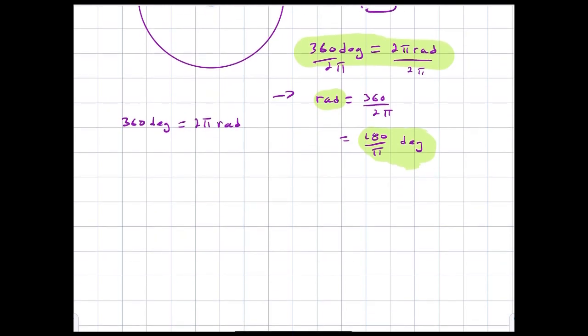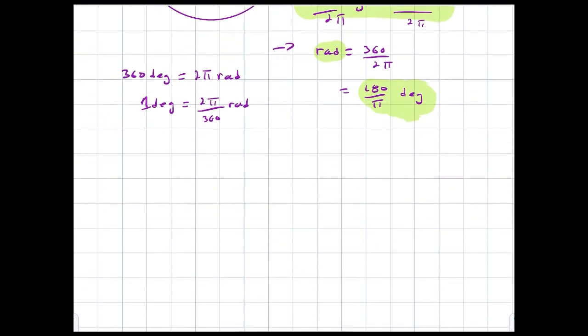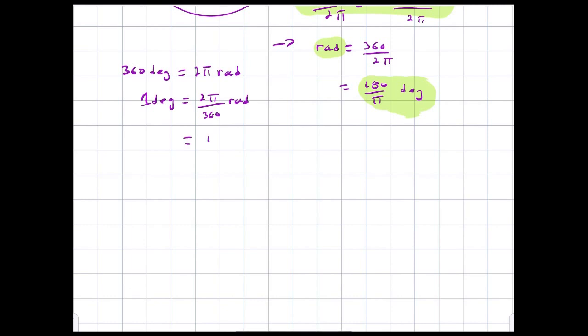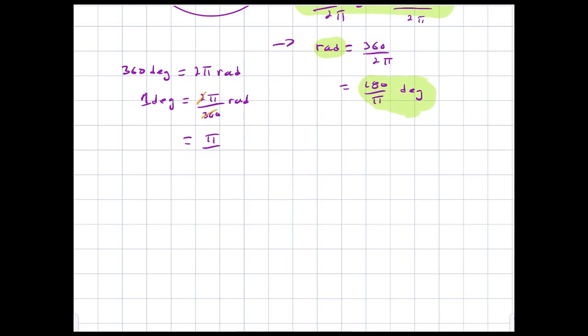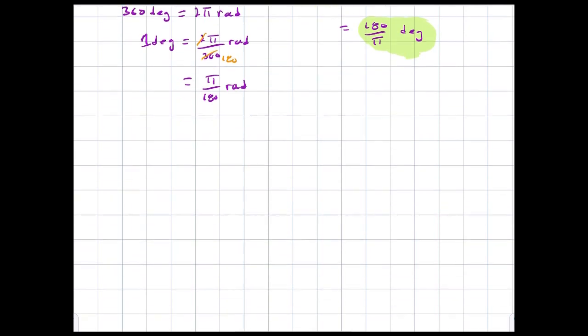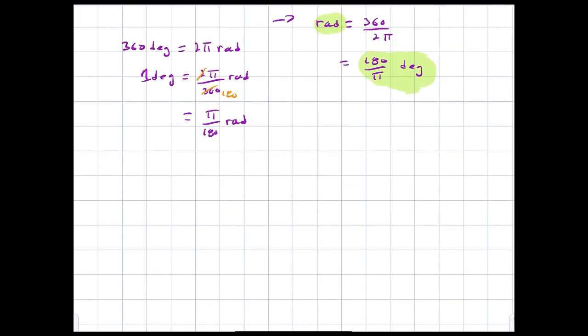So 360 degrees is 2 pi radians. That means that 1 degree, that's supposed to be 1, I swear, 1 degree is 2 pi divided by 360 radians, right? Which is pi over, after I cancel the 2 and the 360, I end up with pi over 180 radians. So now it's super easy to convert it.